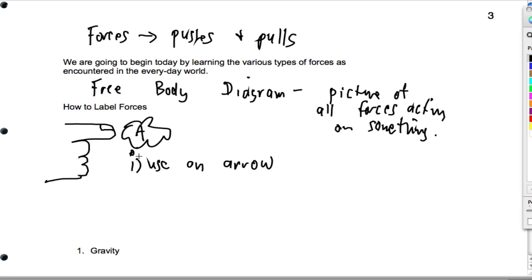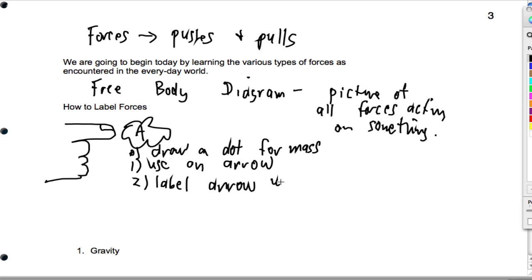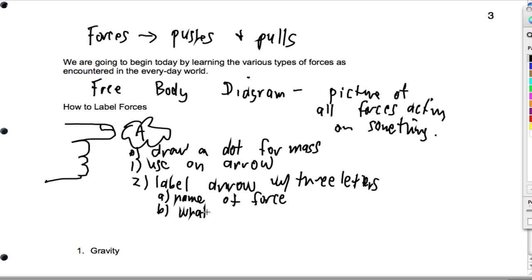So actually step 0 is you draw a dot for the mass. Then you use an arrow. And you label the arrow with 3 letters. And those 3 letters are the name of the force, what feels the force, and what causes the force.